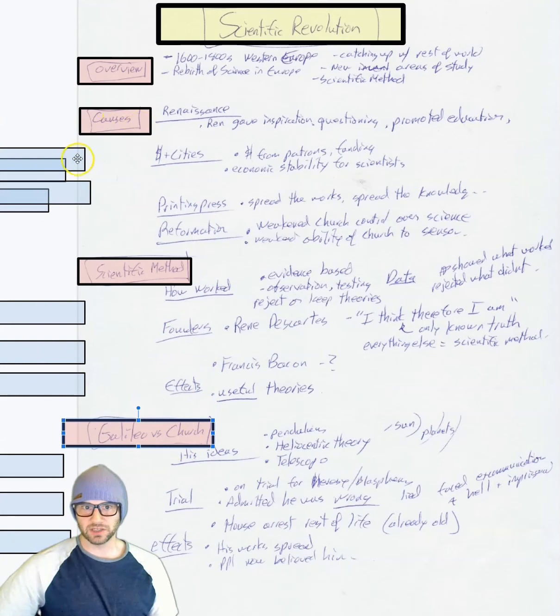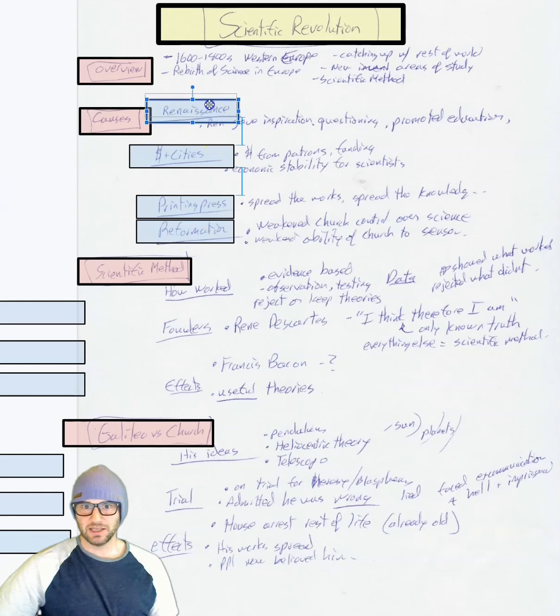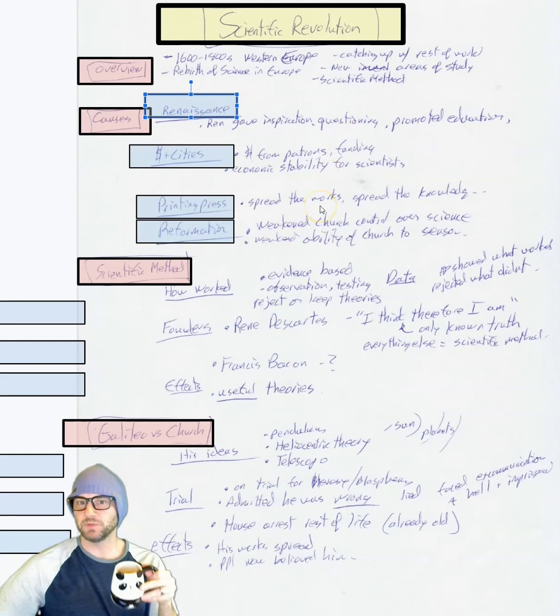And under the causes, I have 4 different causes. So you see the Renaissance, the cities, the printing press, and the Reformation. Next to each one of those, I've got the information in some bullets: spread of work, spread of knowledge, economic stability for scientists. Now I want you to notice something. These aren't complete sentences. They are only enough words to remind me of the information. If you find yourself doing complete sentences, you're taking notes wrong, okay?